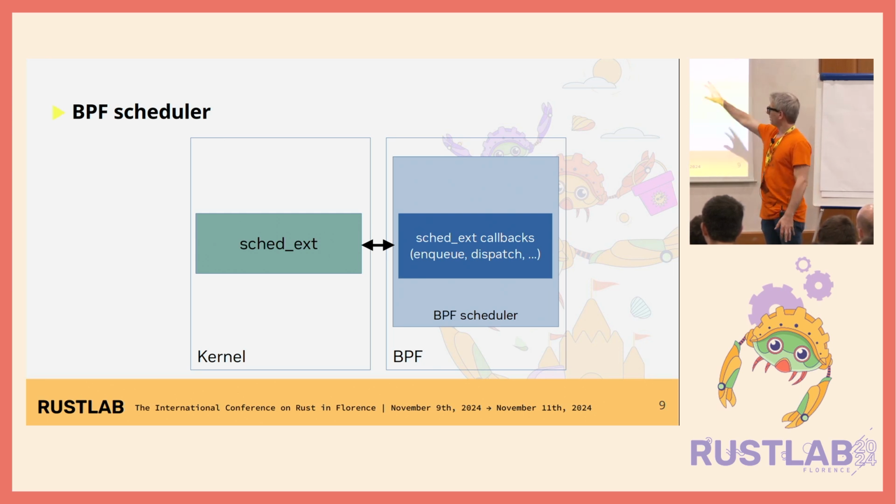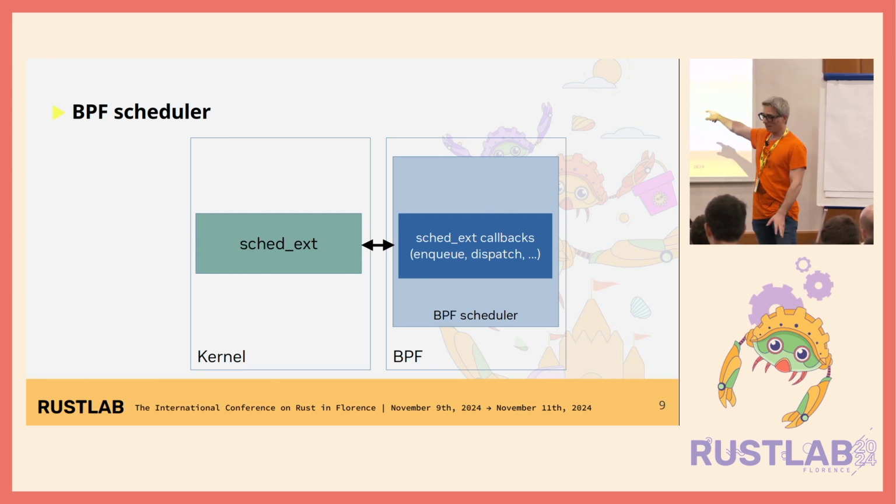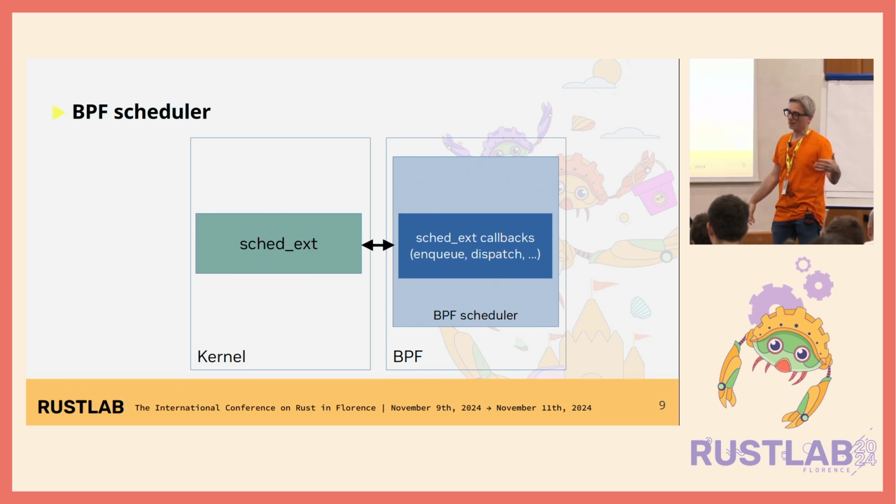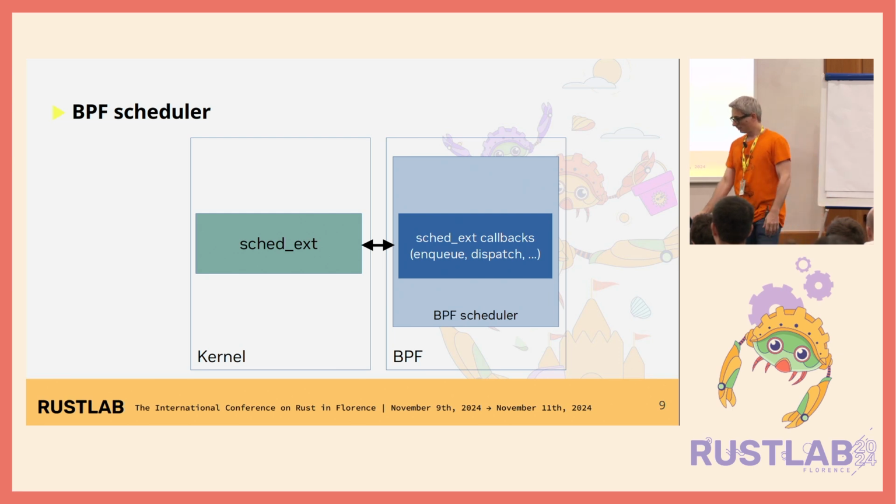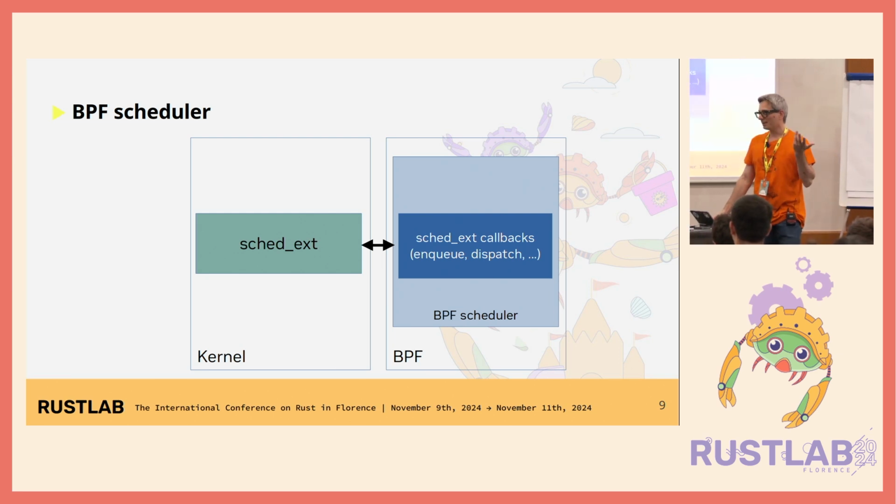So that's how it works. There's an in-kernel part, and your BPF scheduler is basically implementing some callbacks. That's it. You have an enqueue callback when a task wants to run. You implement your own things. You have a dispatch when a CPU is ready to accept some tasks. So it's fairly trivial.